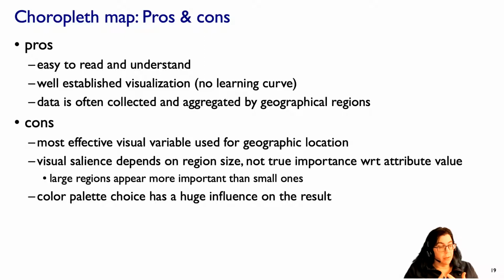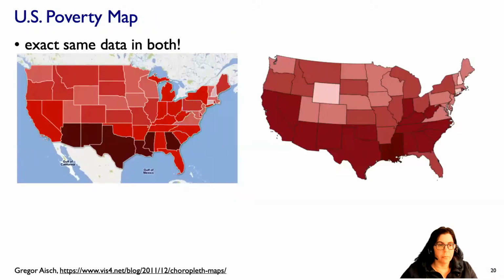It's also worth pointing out that the color palette choice is going to have a really big influence on the result. And even though we're not going to get deep into color today, let's at least look at some examples of how this works. Now, I could tell you that this map is showing the same data set, but it doesn't look the same. So what's going on? Here are some nice examples from Gregor Aisch, formerly of the New York Times, that really dove deep into choropleth maps.